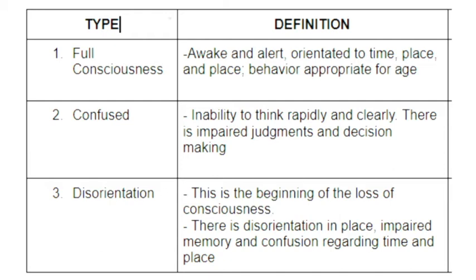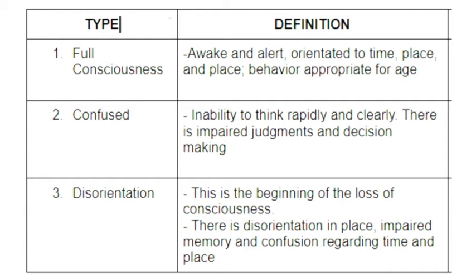So next type we have confused. In this type of consciousness, the patient has an inability to think rapidly and clearly. There is impaired judgment and decision making displayed by the patient. Next type we have disorientation.